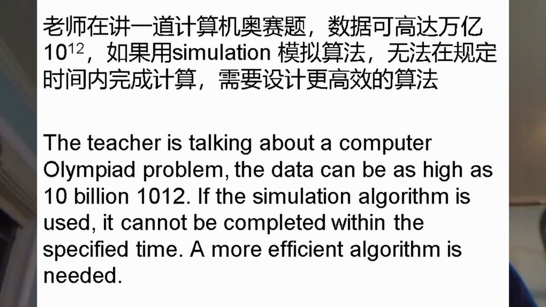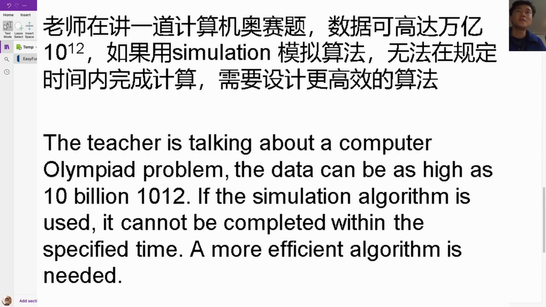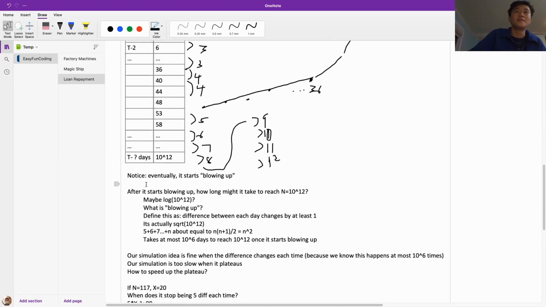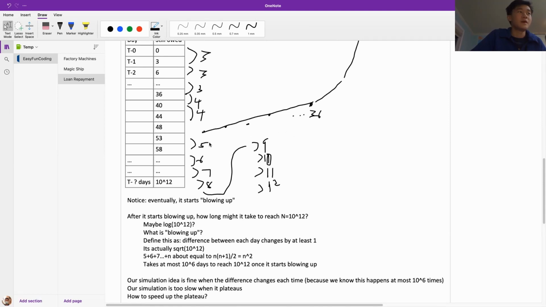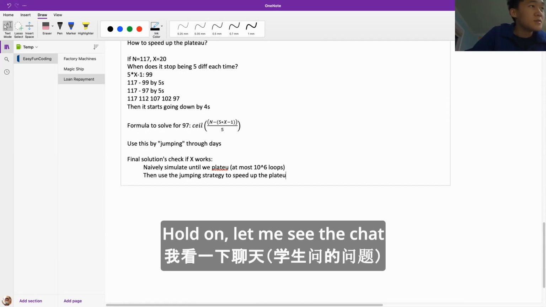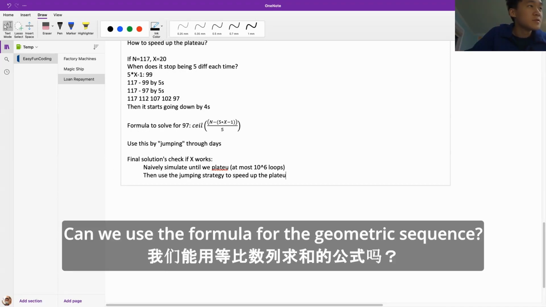Safer to probably use something. What we did up here, we proved that when it starts jumping around. Well, let me see the chat. So can we use a formula for some geometric sequence? I think what was returned on the ith day is a geometric sequence.